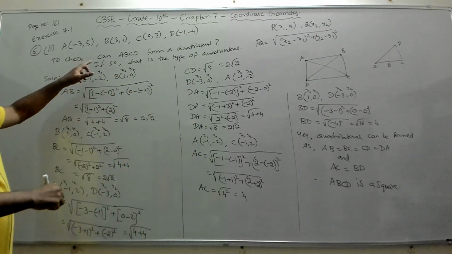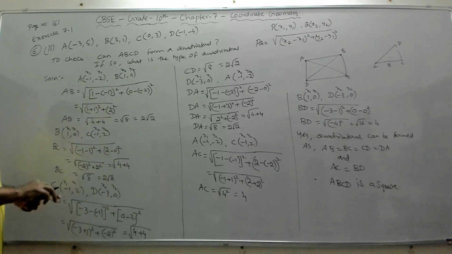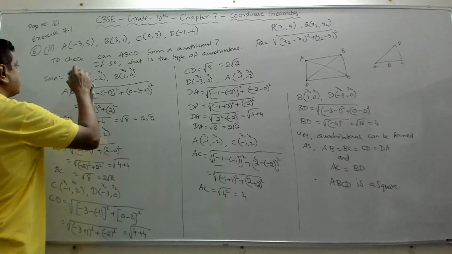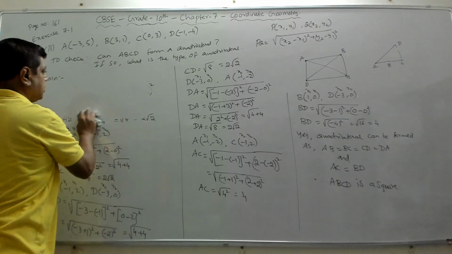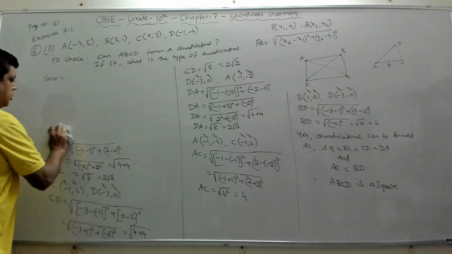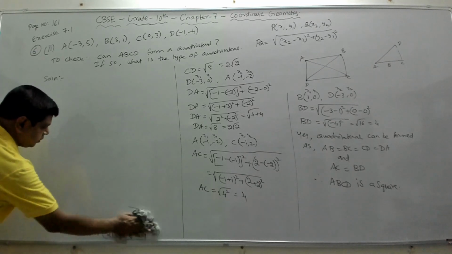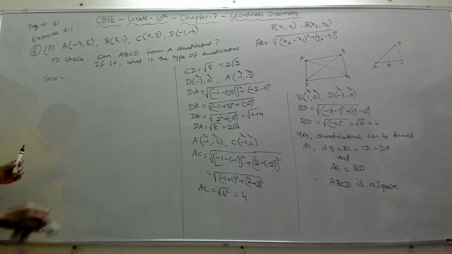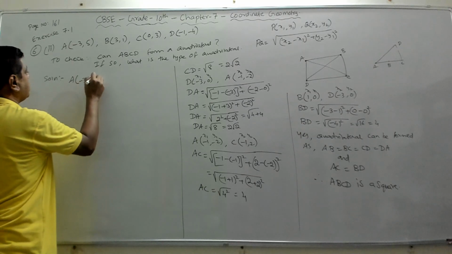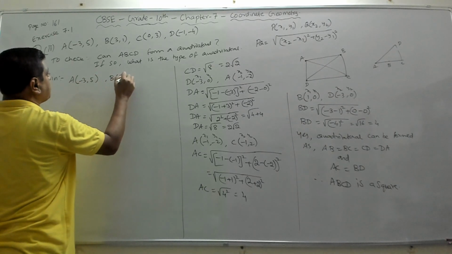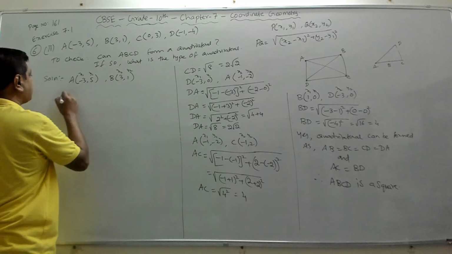Now again the same question: check whether ABCD is a quadrilateral. If so, what is the type of the quadrilateral? So again we'll have to find all the sides. Let's do all the AB, BC, CD. So let's try to find all the sides. A is -3, 5. B is 3, 1. We'll take this as x1, y1, x2, y2. Let's apply the distance formula.